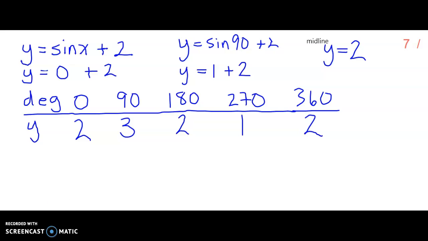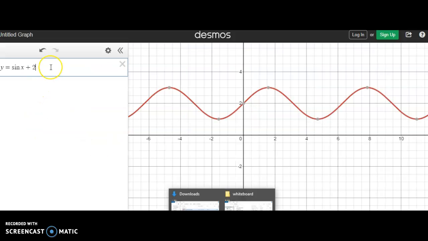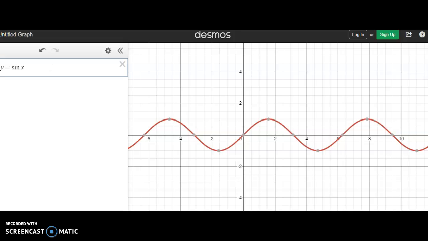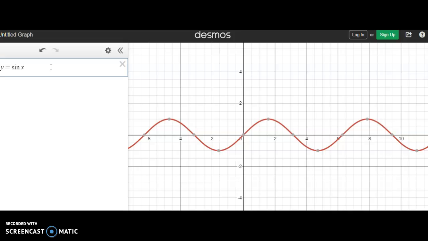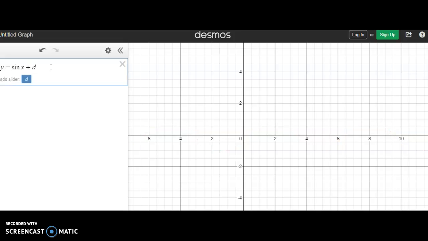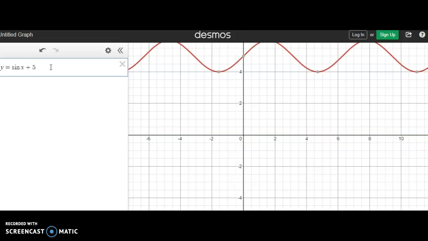But as you might be expecting, all you do, let's look at this. Let's say I subtract, I don't care, minus 3. Look at that. It shifts everything down 3. So the new midline's at negative 3. Or if I add 5, I think you're getting the point. Whoops, not D plus 5. It goes up there. The new midline's at 5.